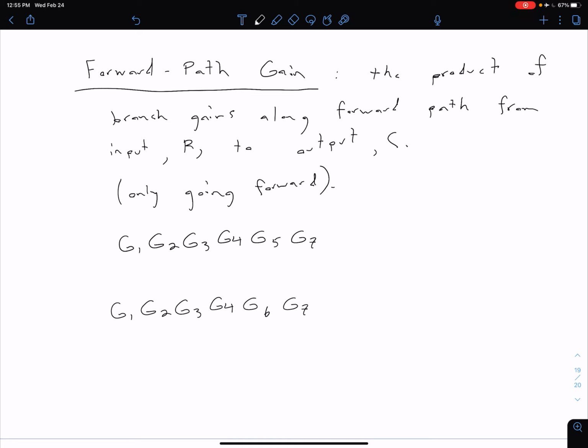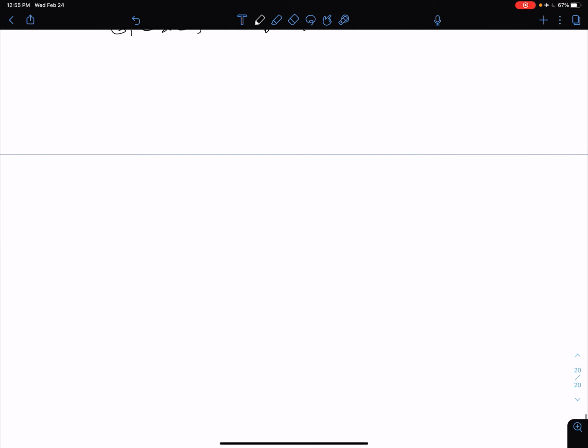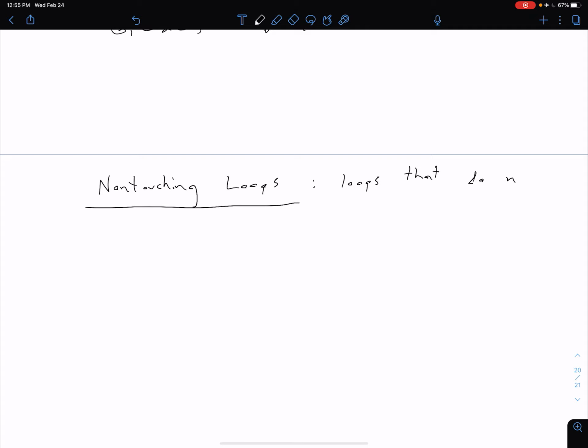One other item that we need to define, and then one other adjustment on that item, in order to be ready for our Mason's rule equation. The next item to define is our non-touching loops. Again, the name is pretty self-explanatory here. These are just loops that don't touch, or more explicitly, loops that do not have any node in common.